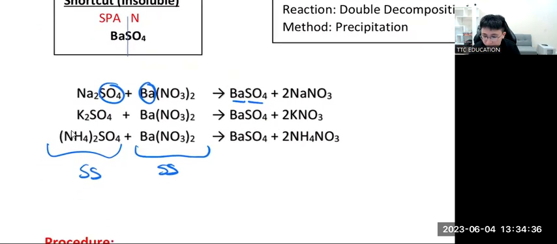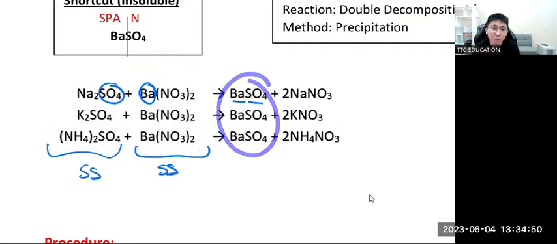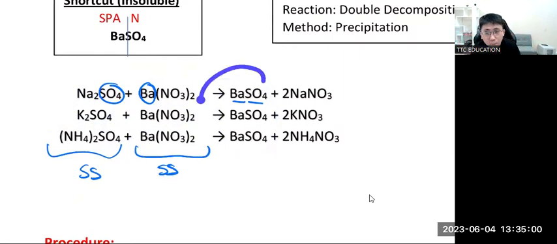That's how you see BaNO3, Na2SO4. If I use K2SO4 and BaNO3, actually still fine. If I use ammonium sulfate and then barium nitrate, it can also still give you the BaSO4. Because as I said, as long as your soluble salt has Ba and your other soluble salt has SO4, both soluble salts can react and exchange partners, and you can get your BaSO4.